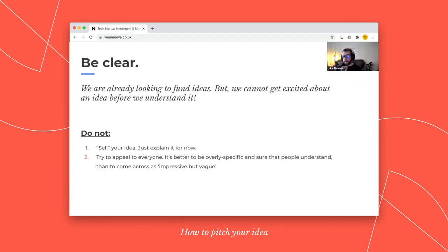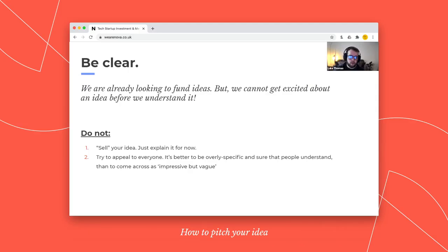And the second big issue with trying to sell is you try to appeal to a very broad market. You try to show the huge potential of your company. But as we've discussed in multiple webinars previously, we want to know very specifically who your initial customers are. By being overly vague, it's very difficult for us to understand how you'll achieve that potential. So it's better to be really specific and potentially sound a bit smaller than you could be than it is to come across as impressive but vague, which is what a lot of pitches end up sounding like.